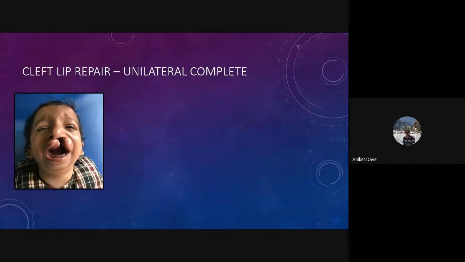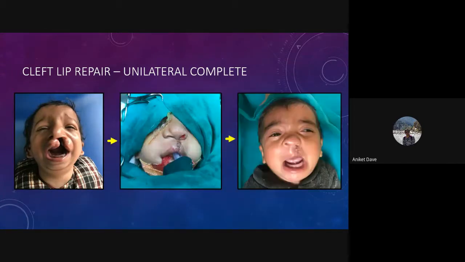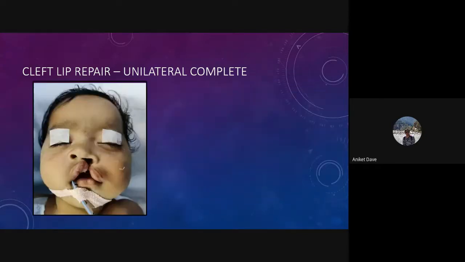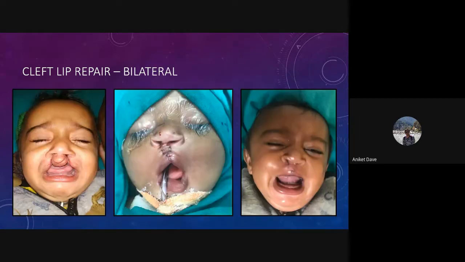Similarly, another case with a complete, more severe cleft of the upper lip, and these are the results after the surgery. One more child with a complete cleft of the left upper lip. As you can see, even the nasal deformity has been corrected to a significant degree. This involves dissection of the lower lateral cartilages and realigning them.